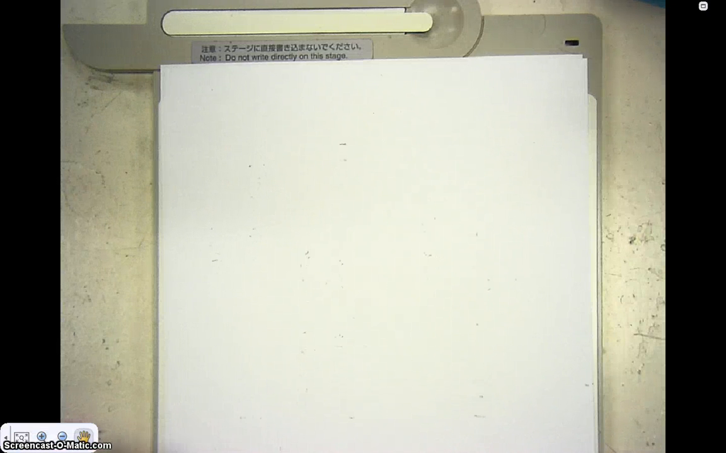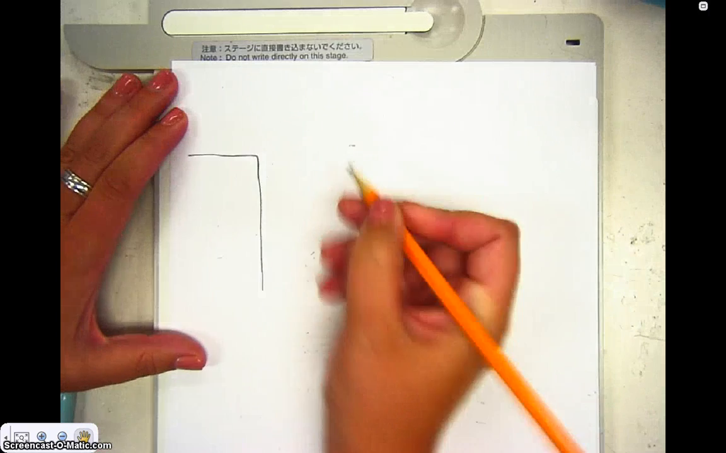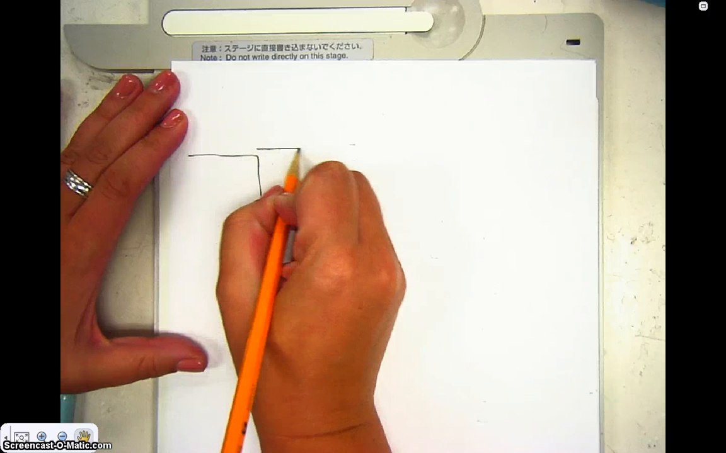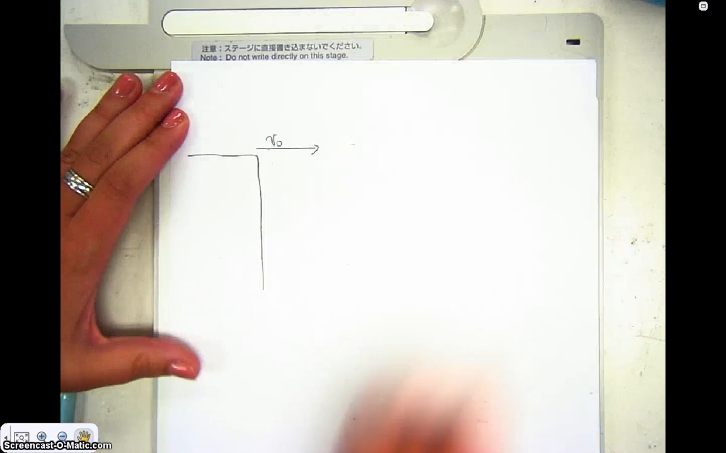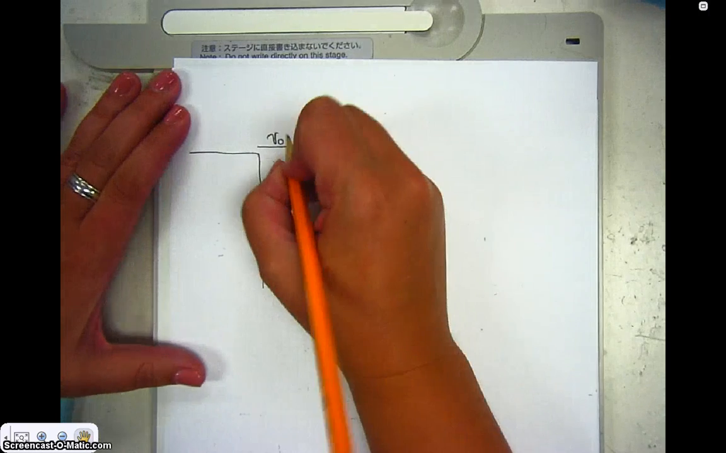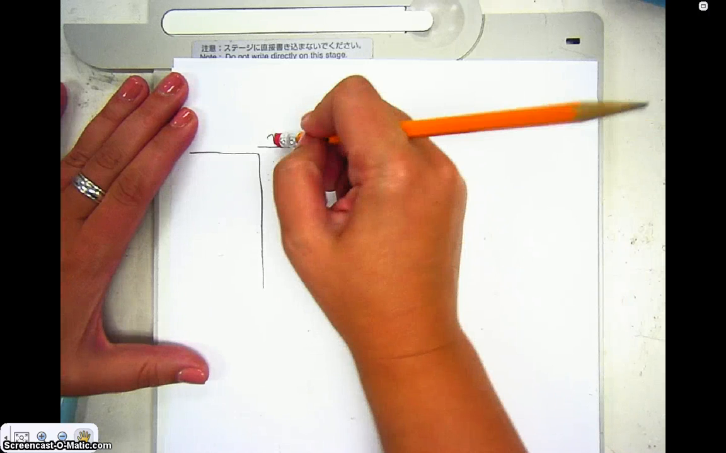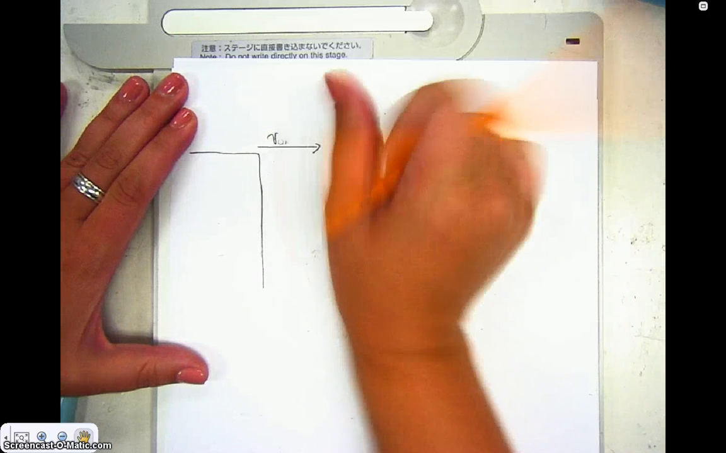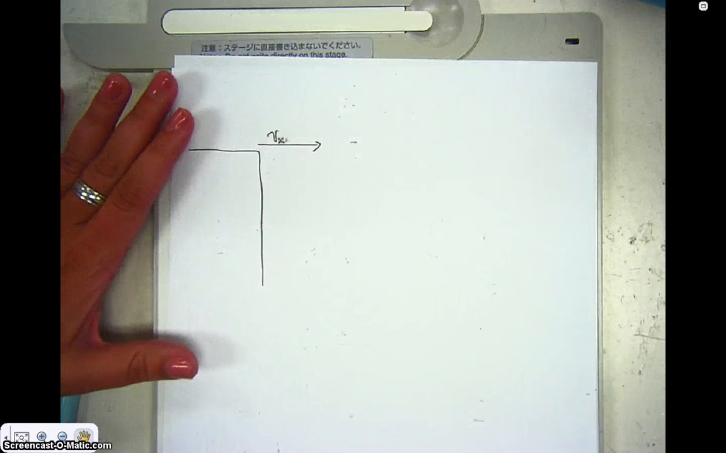Alright, so I'm going to draw a picture. I have a cliff here, and I know that the car is going to have some initial velocity in this direction. I'm not even going to put initial there because we know that the x velocity is constant the whole time. So we'll just say velocity x in that direction.